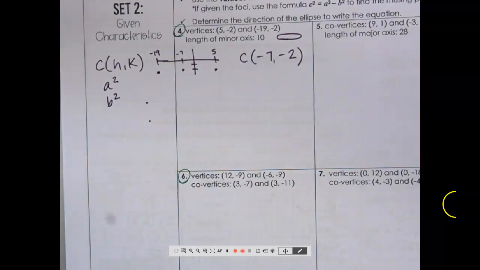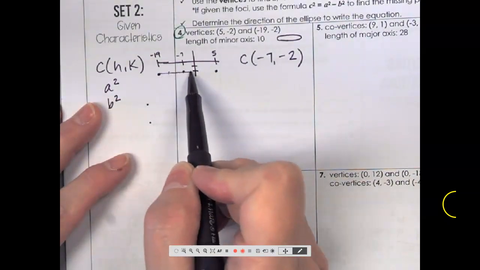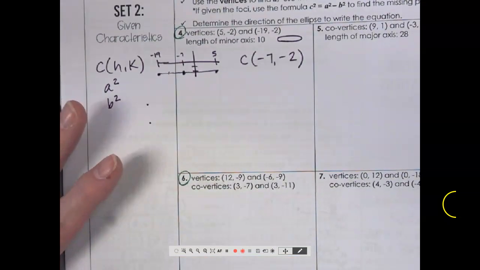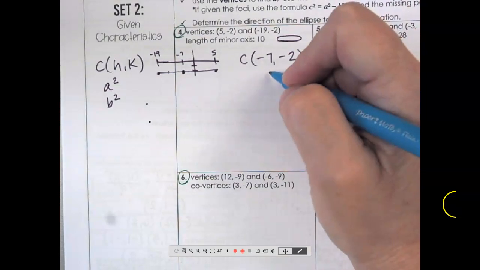So you may have a question about that. Do I need to back up and re-explain anything about the center? How did you know that it was -2 with the -7? Because it's got to be lined up with these, so it's going to have that same y coordinate. Anything else? Okay, so there's the h and the k that I needed. I need the center for the h and the k.